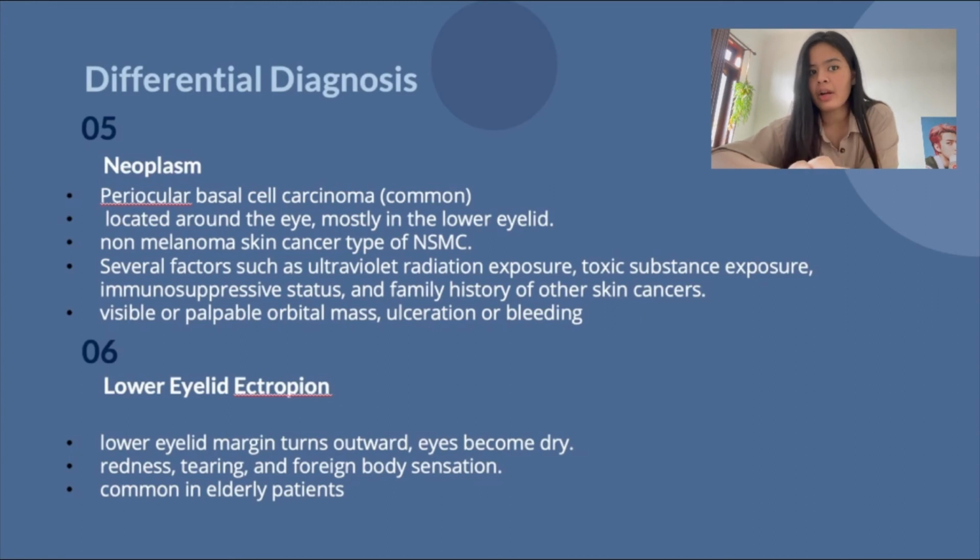Next, there is lower eyelid ectropion. It is when the eyelid margin turns outward and the eyes become dry. The signs and symptoms of this diagnosis are tearing and also foreign body sensation. It is very common in elderly patients.